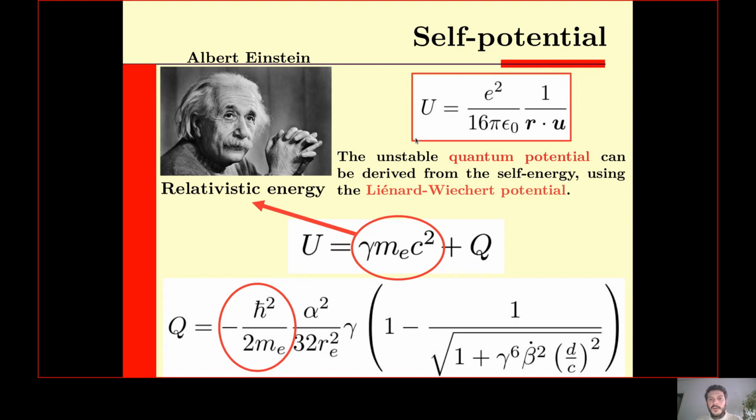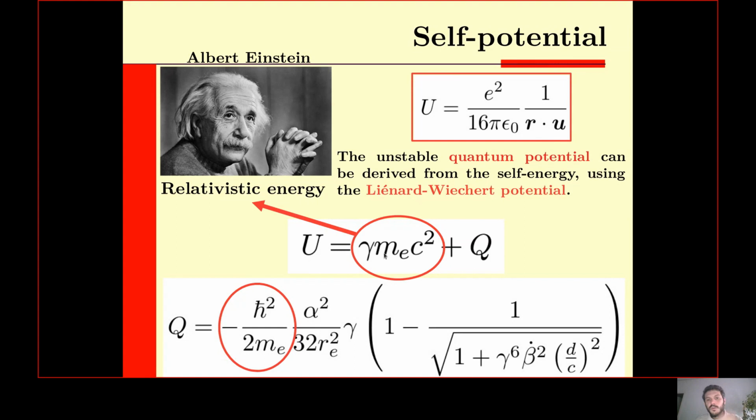You can read it in the paper. You can derive a quantum potential from this self-energy. You only need to use the Liénard-Wiechert potentials and things we have shown before. And if you do that, you can express this in terms of two things. The first one is the exact relativistic energy formula. You only need electromagnetic mass. You do not need anything else.